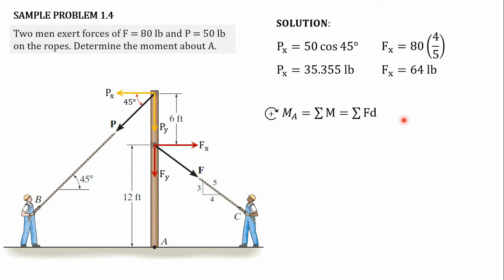Okay? So, isa-isahin natin to. So, Px, moment at A, moment produced by Px about point A. Tingnan nyo yung arrow ko. Ang gagawin natin is i-rotate lang natin yung Px about point A. Ang rotation niya is ganito. Kailangan iikot at iikot lang siya about point A.